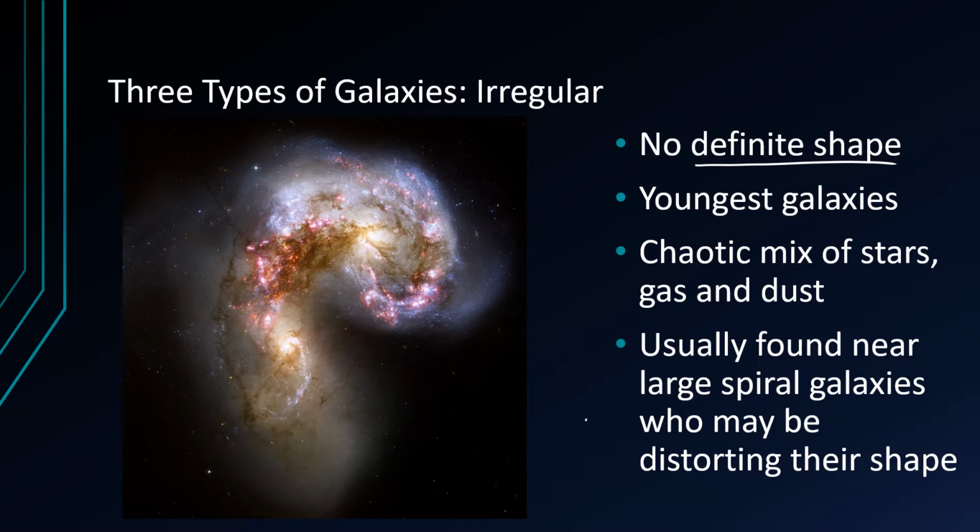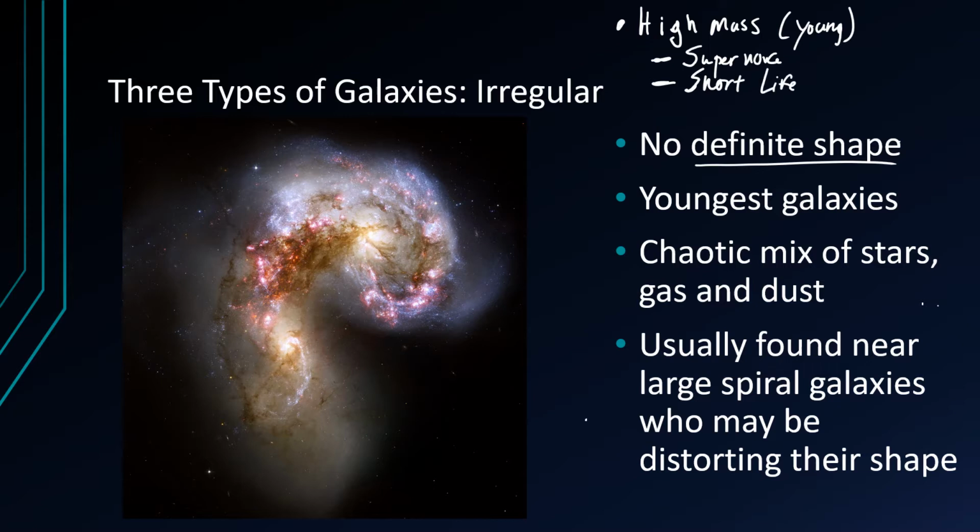Now, the stars here, the majority of stars are typically going to be high mass stars. We're going to see a lot of supernovas, and these are going to be typically younger stars. Think about high mass stars: besides going supernova, these stars have a short lifespan.